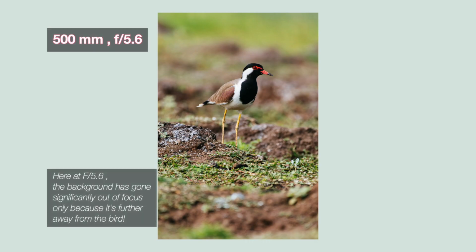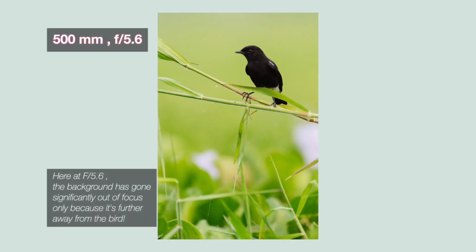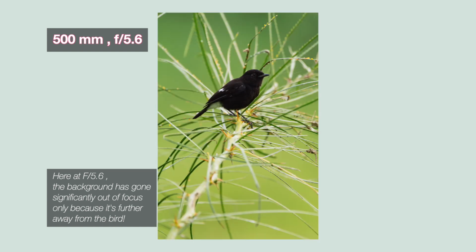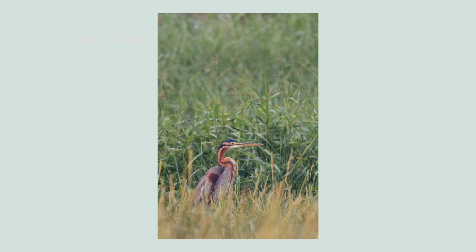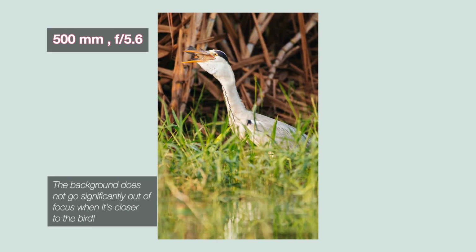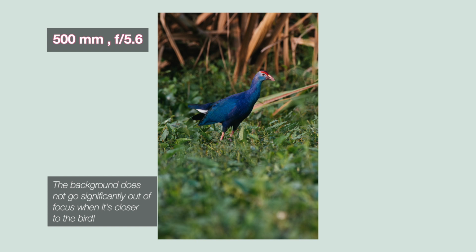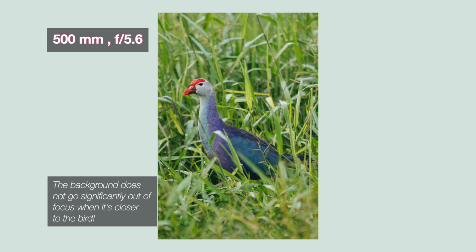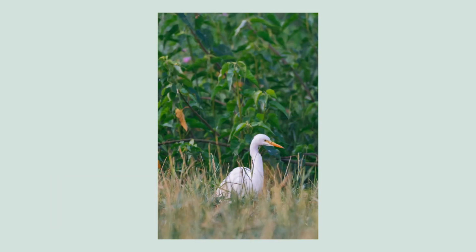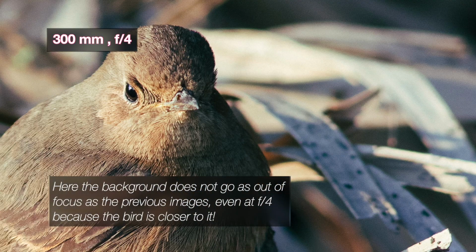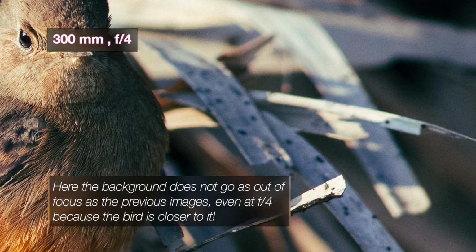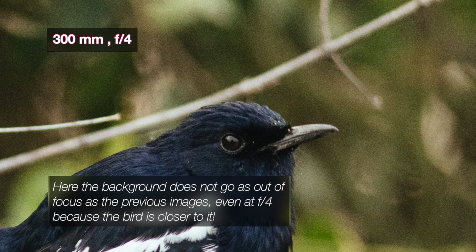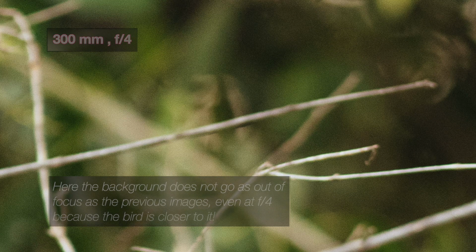These pictures were clicked at 5.6 on a 500mm lens. When your subject is closer to the background, at 5.6 the background does not really go significantly out of focus, as you can see in these pictures. But even at that wide aperture of 4, the background will not go significantly out of focus if there's not much of a distance between your subject and the background.